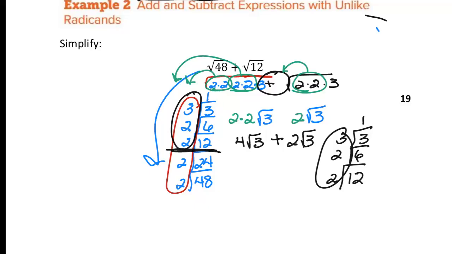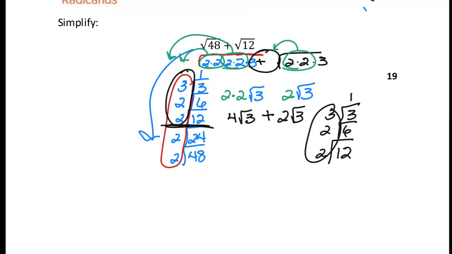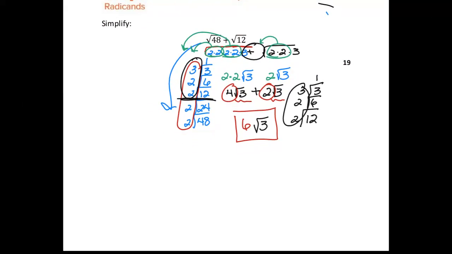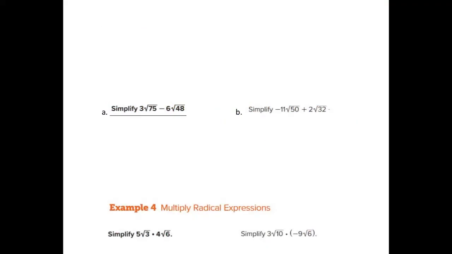Oh, but they have the same radicand. So now I can combine them. You keep that same square root of 3. And 4 plus 2 is 6. So final answer is 6 times the square root of 3. Does that make sense? Yeah, so we're just combining some of those steps. All right, let's go to the next page.